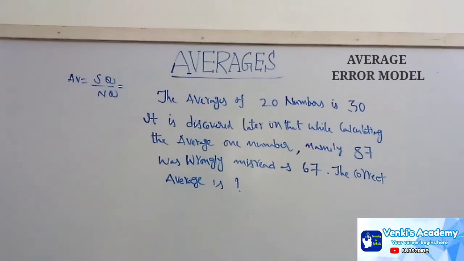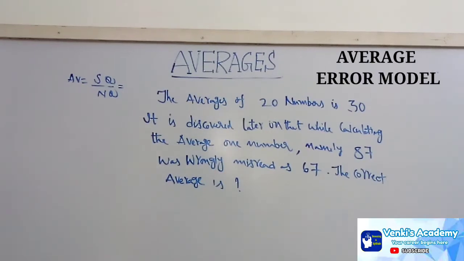Average concept. Today we are going to discuss the average error model. What is the meaning of the average error model? Some certain group of numbers has some certain average. By mistake, one of the numbers is misread as another number, so we get an average error. Instead of that, we have to replace the wrong number with the correct number and find the correct average. This is the concept of the average error model.